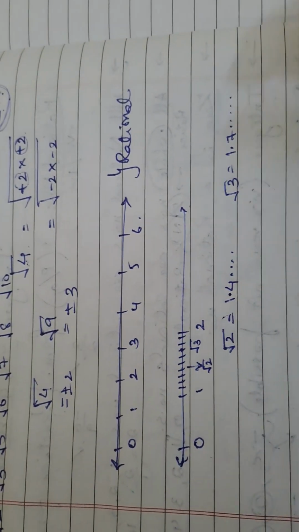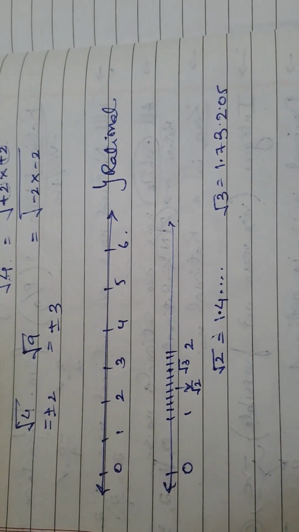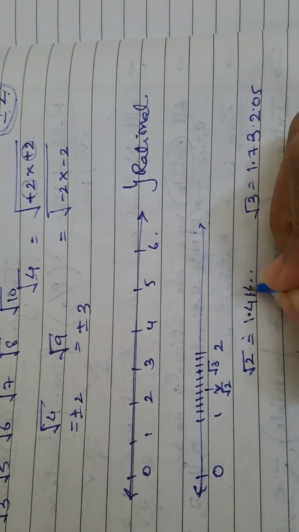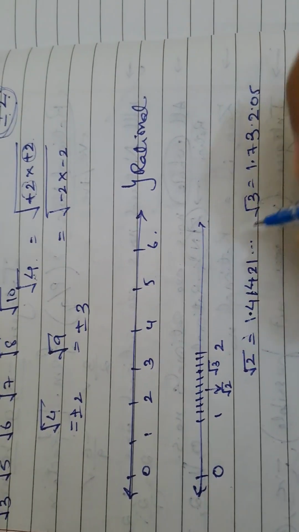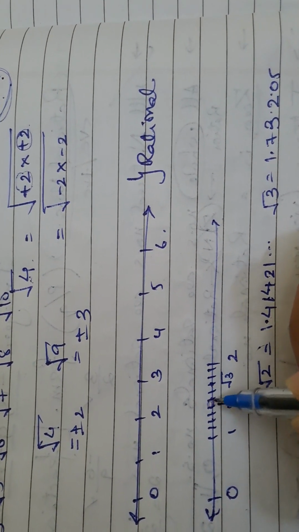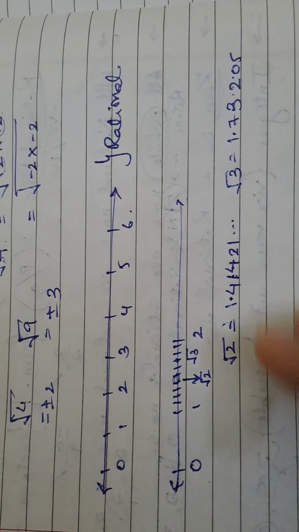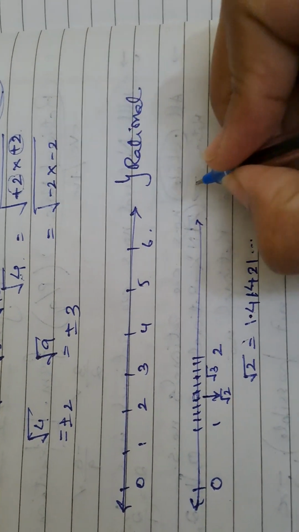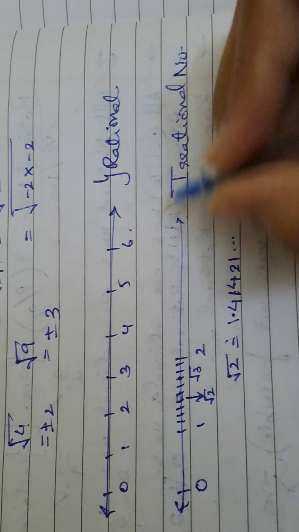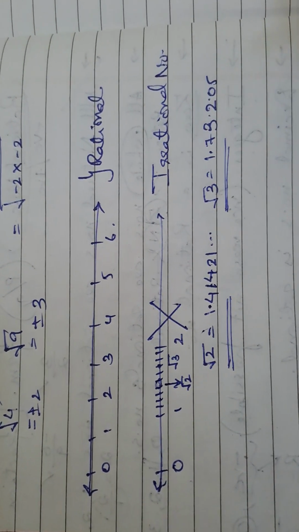The value for root 3 is actually 1.73205 something, and the value of root 2 is 1.41421 something something. So how am I going to know exactly where it is? In between there are further divisions, so I cannot mark them on the number line. So one more thing to know is that irrational numbers cannot be marked exactly on the number line.